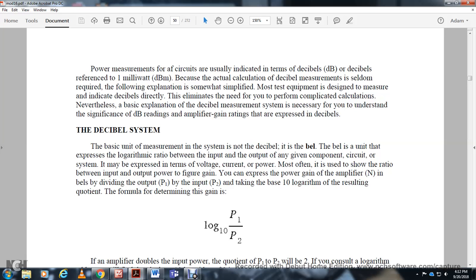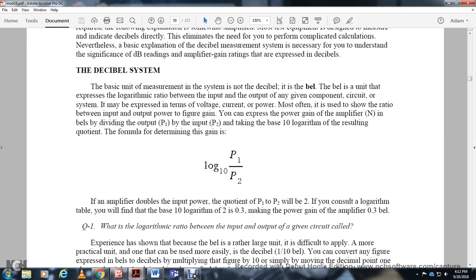You can express the power gain of the amplifier in bels as the logarithm of the output power P1 divided by the input power P2. Taking the base 10 logarithm results in the formula for determining the gain: gain equals log base 10 of output P1 over input P2. If the amplifier doubles the input power, the quotient of power 1 over power 2 will be 2. Consulting the logarithm table, you will find that the base 10 logarithm of 2 is 0.3, making the power gain of the amplifier 0.3 bel.